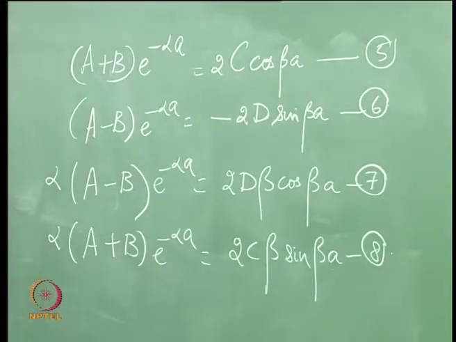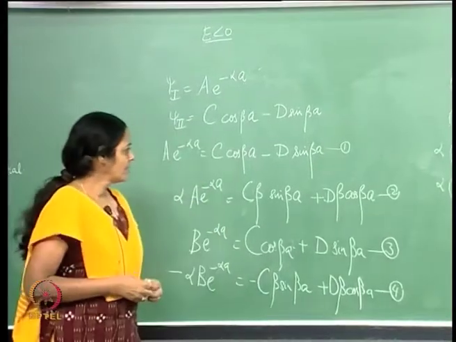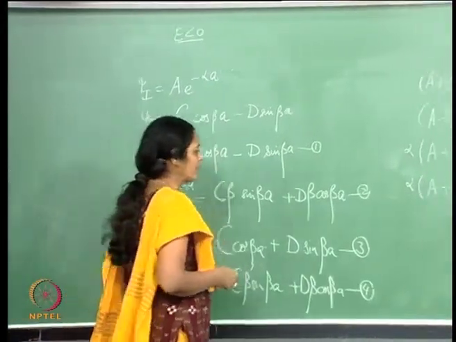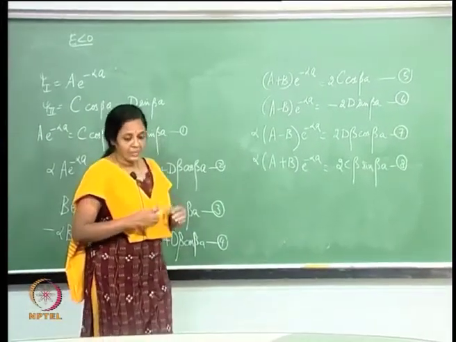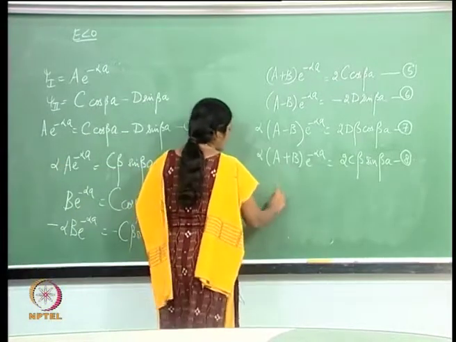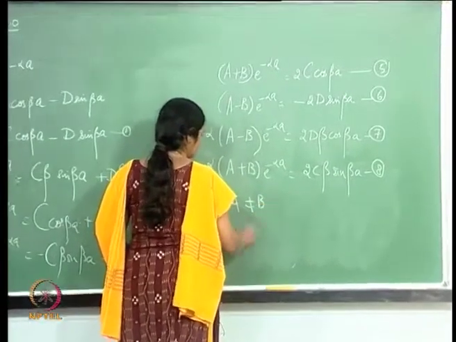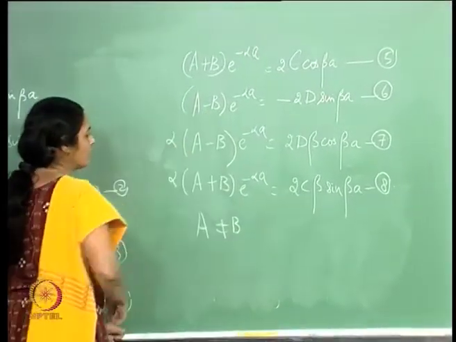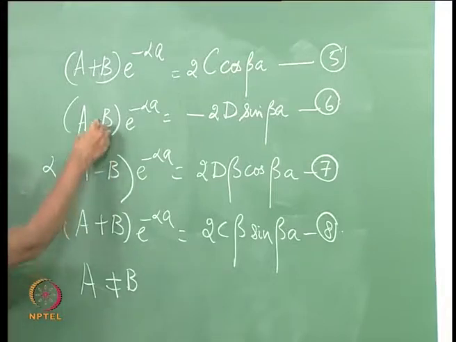This is what I have. Now, given these 4 equations, let me start off by saying that A and B are non-zero, which means these terms survive. So A minus B is not equal to 0. Now if indeed that is true, let me divide 7 by 6.